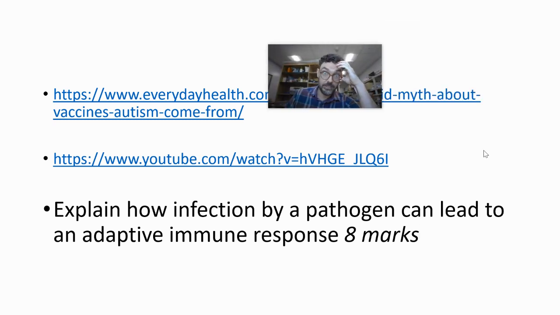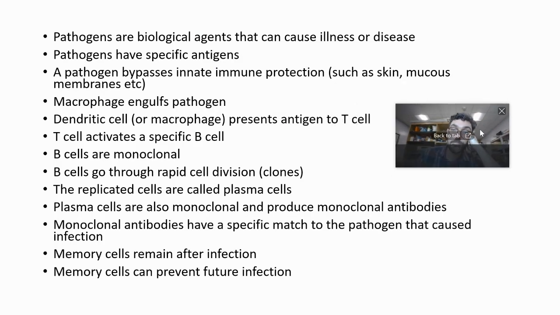So to see if you have the notes to get through a typical IB question, see if you can get through 8 marks explaining how infection by a pathogen can lead to an adaptive immune response. So obviously pause the video here, and when you're ready, the answer key is on the next slide. So pause me, try your answer. Okay, here's the answer. Okay, go ahead and check your answer, see how you did.